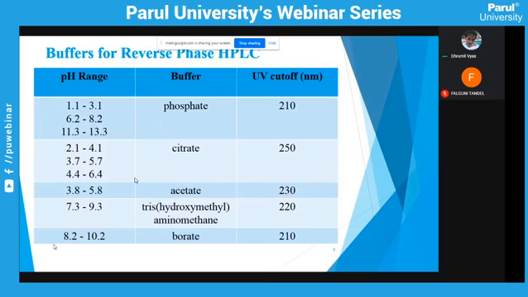So I'll briefly repeat one more time why a buffer is required. The main purpose is to resist change in pH, resulting in reproducible chromatography. It also helps with consistent retention and separation, and helps to reduce tailing of compounds by masking silanol of the stationary phase, and with solvent selection.